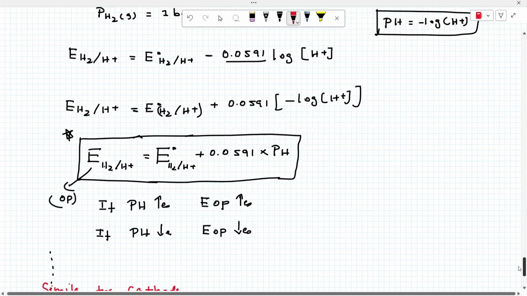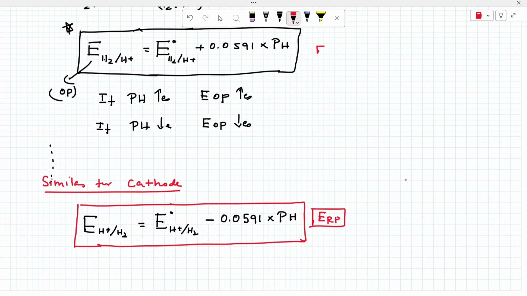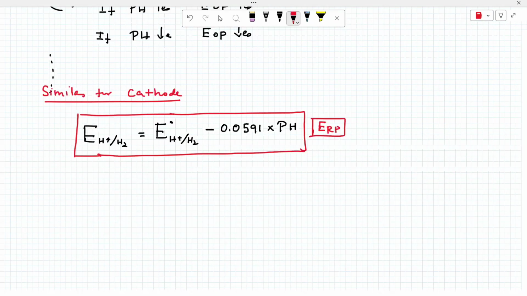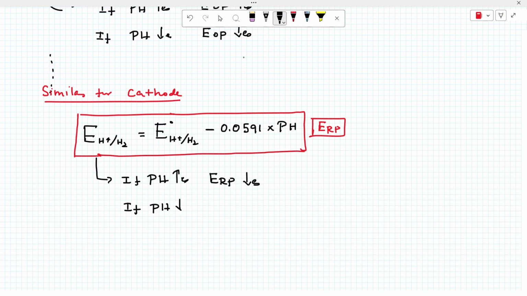The formula before was used only for oxidation potential. In this case, simple, the same but reversed. If the pH increases, the reduction potential decreases. Similarly, if the pH decreases, the reduction potential increases.